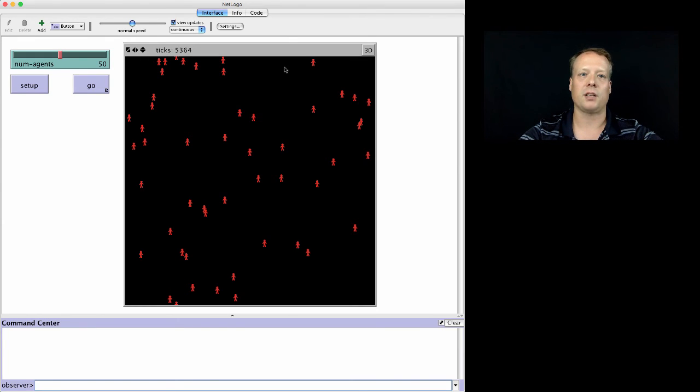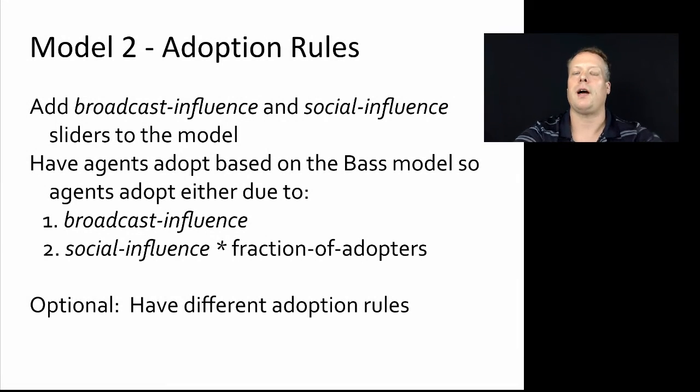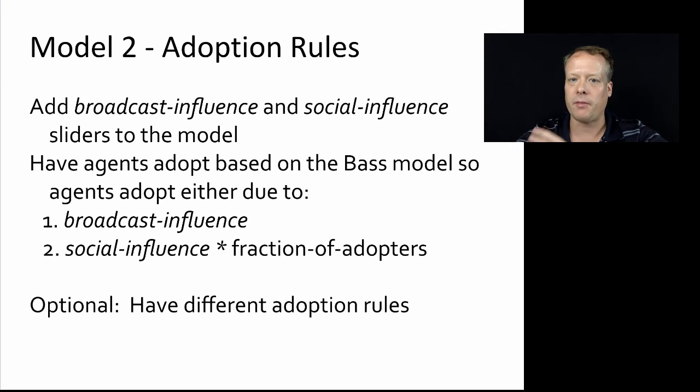When I come back, we're going to talk a little bit about how to create the goals for model two. For model two, I want you to think about making that adoption rule a little more specific and more related to the Bass model. So I want you to think about how you would add broadcast influence and social influence sliders to the model. You could call them P and Q, which is what they're called in the original Bass model, or something along those lines, or you could call it media influence. I don't really care about the particular names, but just add a couple of parameters along those lines, and then have the agents adopt based on the Bass model.